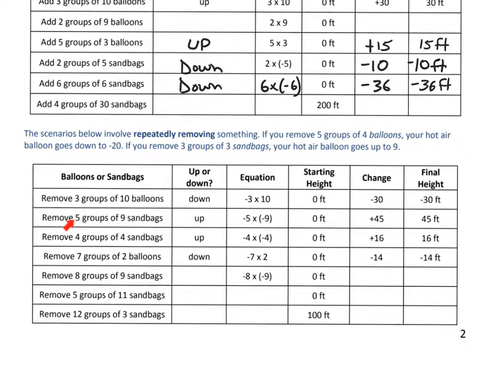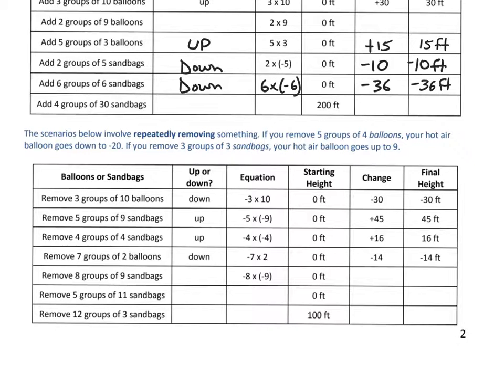Now let's remove sandbags. Remove 5 groups of 9 sandbags. This is a tricky one. So if you're removing 5, you're minus or negative 5 times 9 sandbags. If you're removing sandbags, you're going to go up. If you start at 0, negative 5 times negative 9 is positive 45, because you're going up. Up is positive. So your final height would be 45 feet. All right, let's go down and do a couple here that need to be filled in.